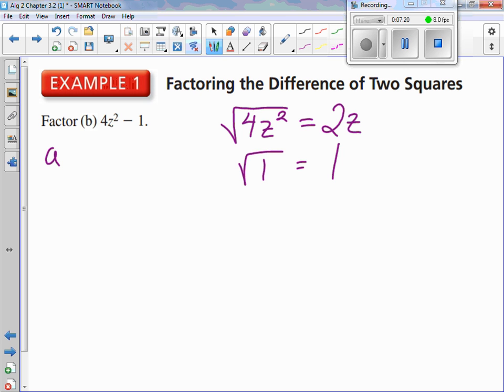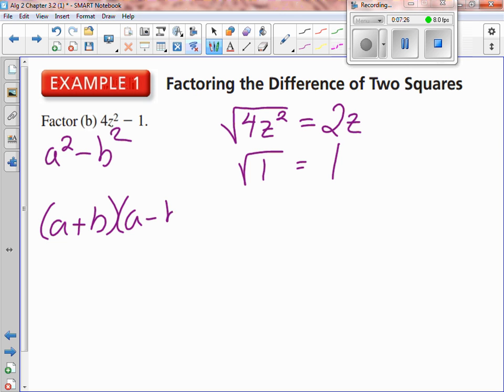It's our a squared minus b squared, which turns into a plus b times a minus b. So looking at this here, what's the value of a? Because a squared was our 4z squared, that's where it matched up. Well, a is just 2z. And the value of b is?